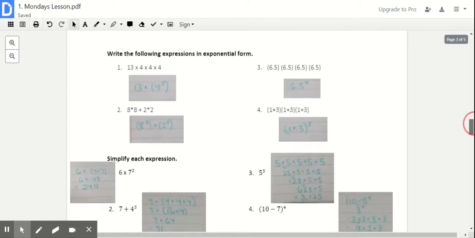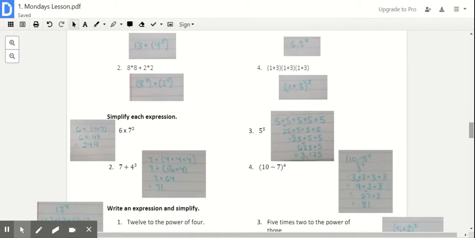All right, let's get into simplifying each expression. Realize when it says simplify, you are looking to solve. This may have had you guys doing more work during this time, but it's good to get through each step and actually going through each row together.